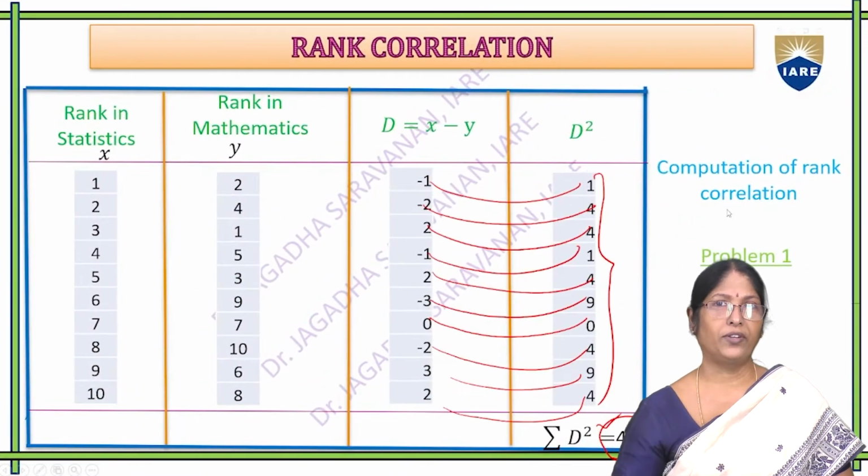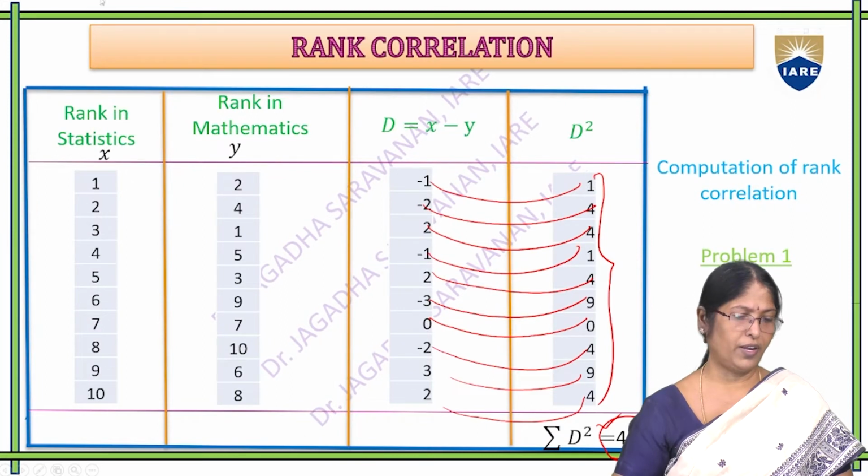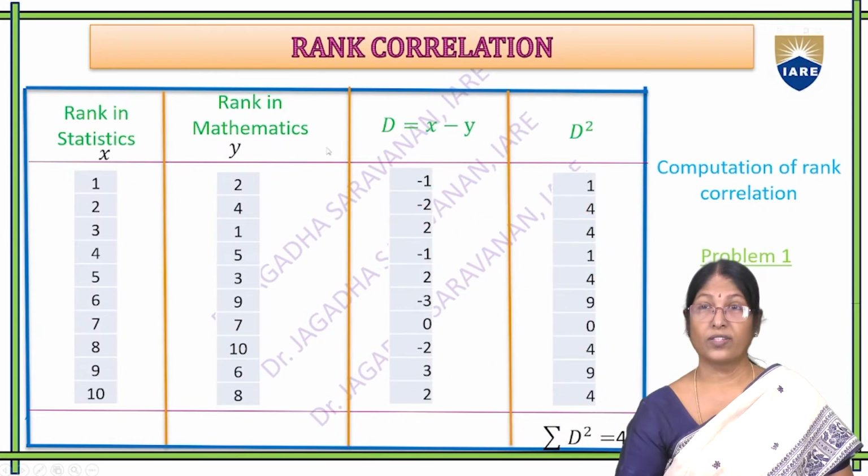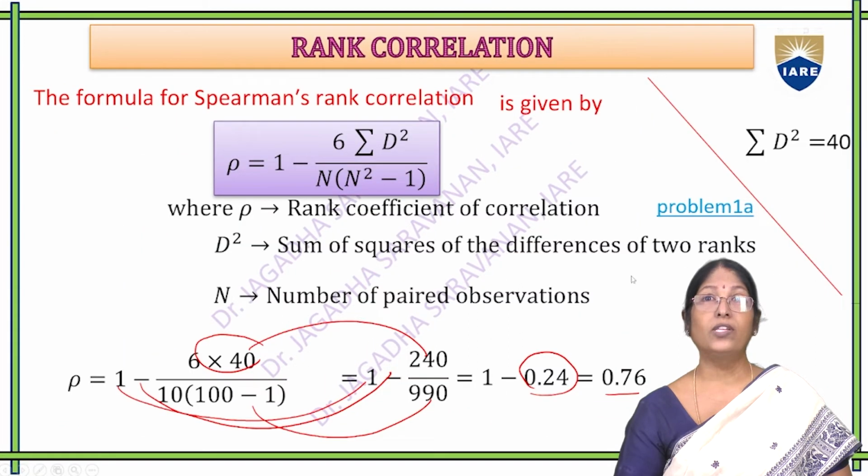So this is the data, depends upon the data. So this is the question, actually we got it, rank in statistics. We prepared and we constructed the table. d we obtained it, d square and summation d square. This we substituted in this particular place.